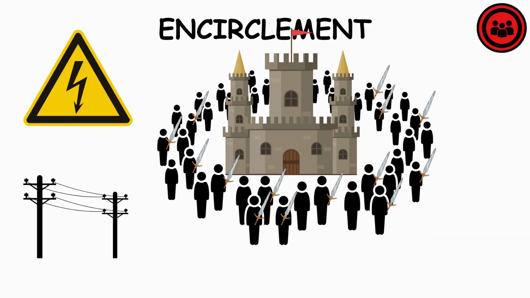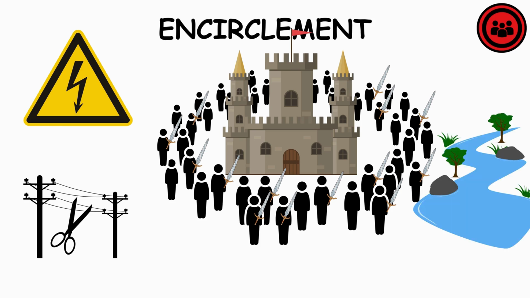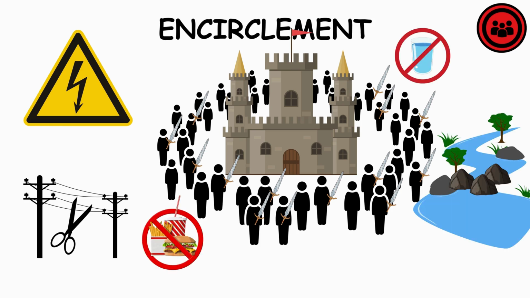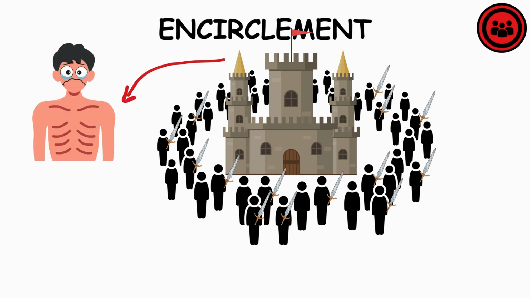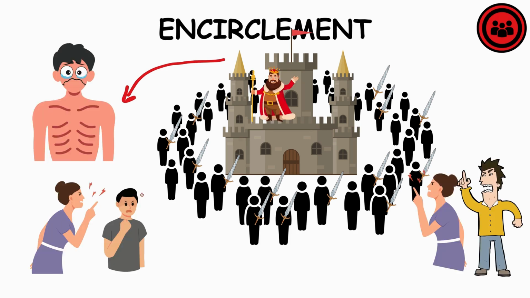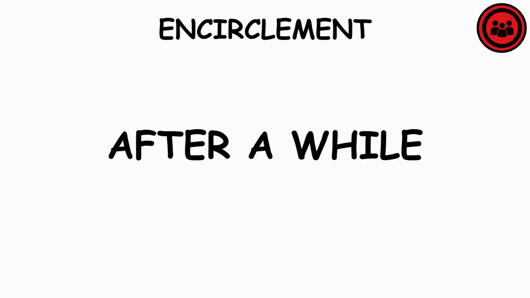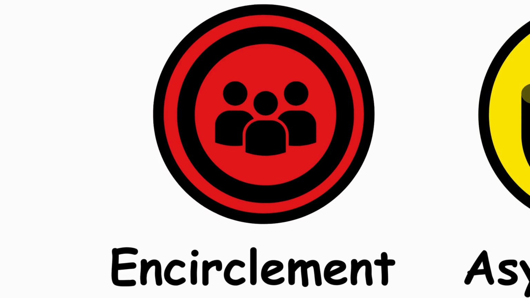Electricity and communication lines to the city are cut. Water channels are blocked. With no food or drink entering the city, the people and soldiers grow weaker and weaker. People blame the government and civil unrest begins. After a while, the enemy is easily defeated.